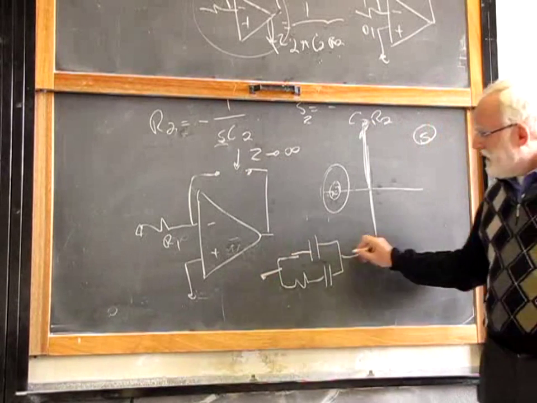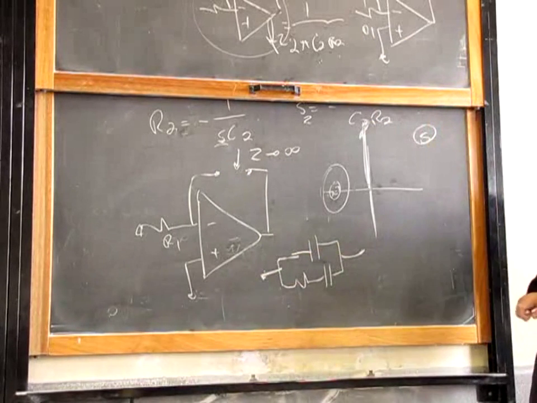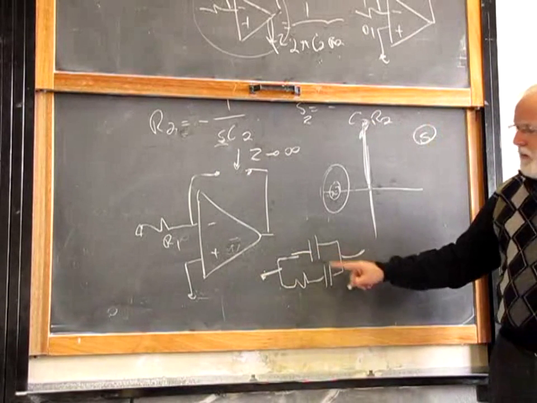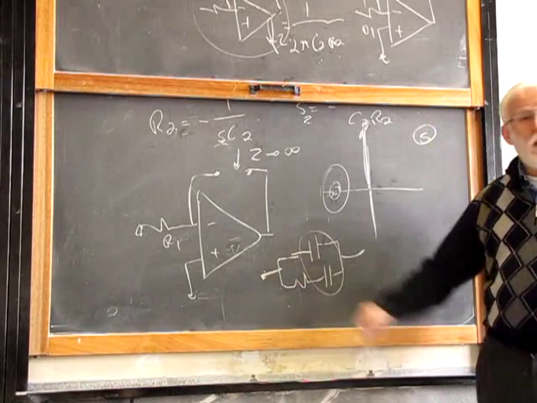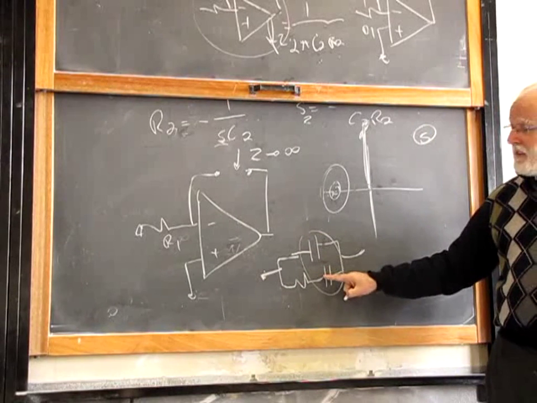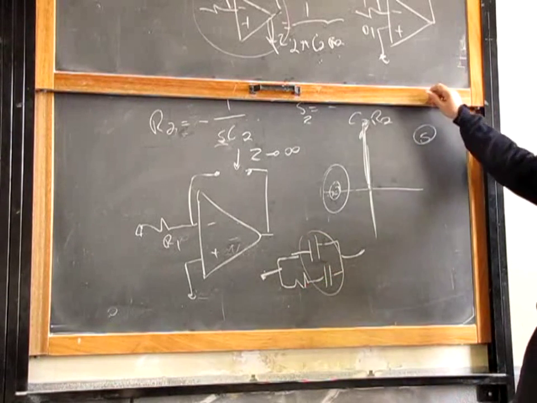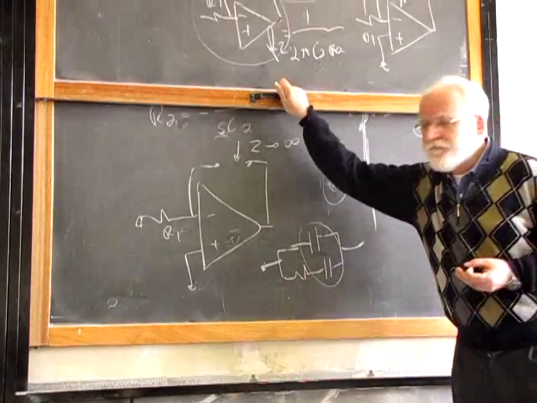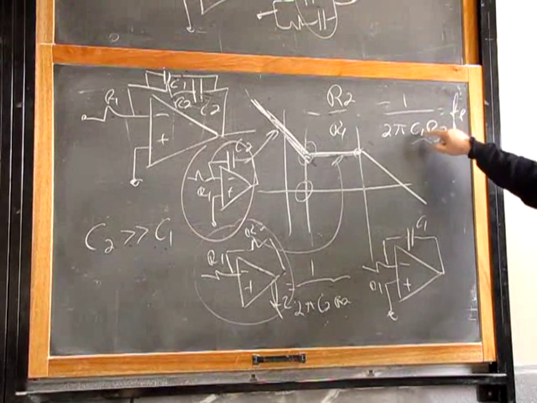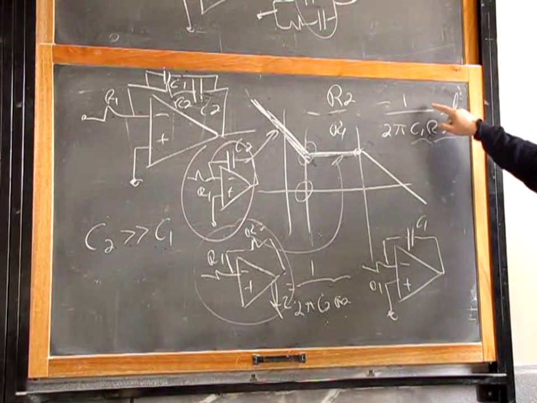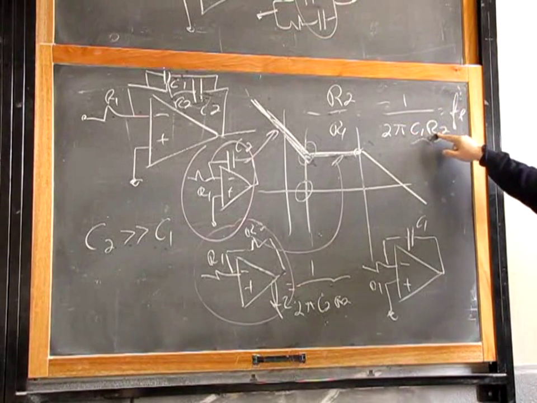So you see, if this is connected between two infinite nodes, these two capacitors are in series. They behave like one capacitor only, and this equivalent capacitance sees this resistance. So this pole frequency is not 1 over 2 pi C1 R2. There is also C2, and it is 1 over 2 pi C1 in series with C2 times R2.